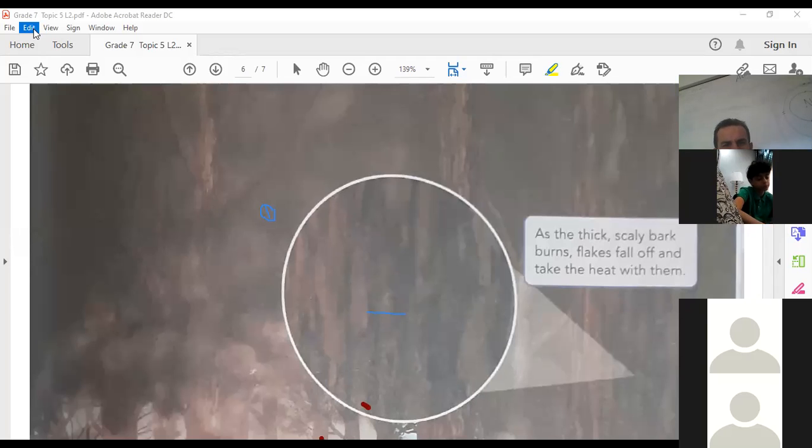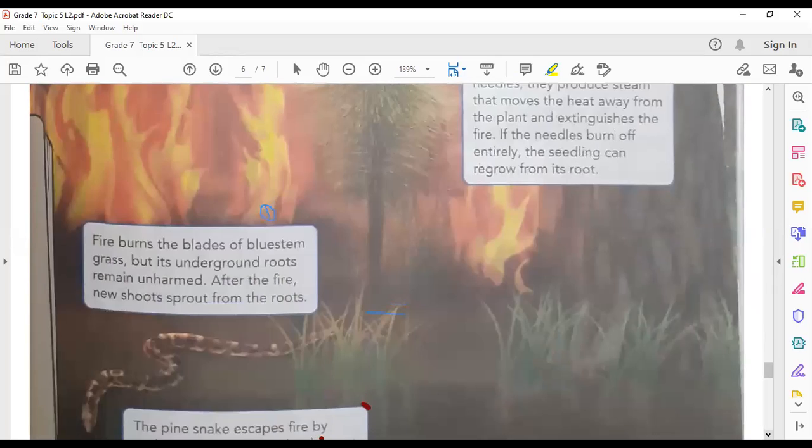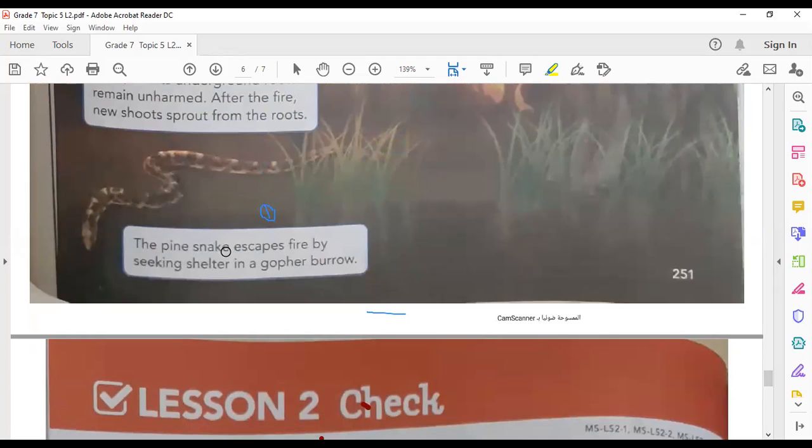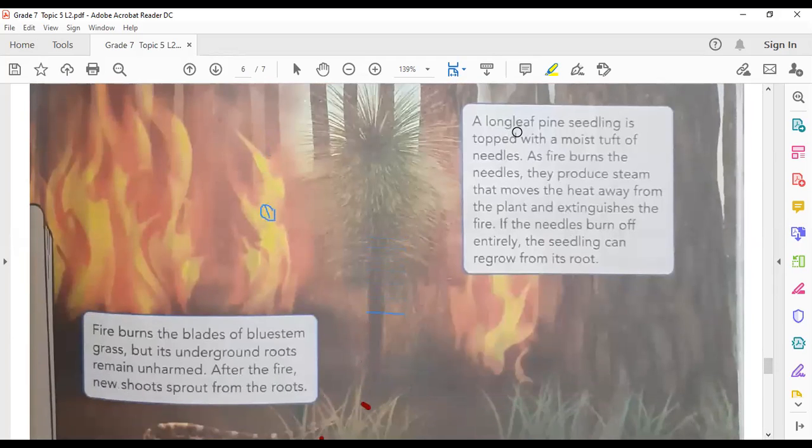Look, I forgot to show you something. Here, in this picture, other organisms, look at this snake. The pine snake escapes fire by seeking shelter in a gopher burrow. Also, look here, a longleaf pine seedling. The longleaf pine seedling is topped with a moist tuft of needles. As fire burns the needles, they produce steam that moves the heat away from the plant and extinguishes the fire. If the needles burn off entirely, the seedling can regrow from its root.